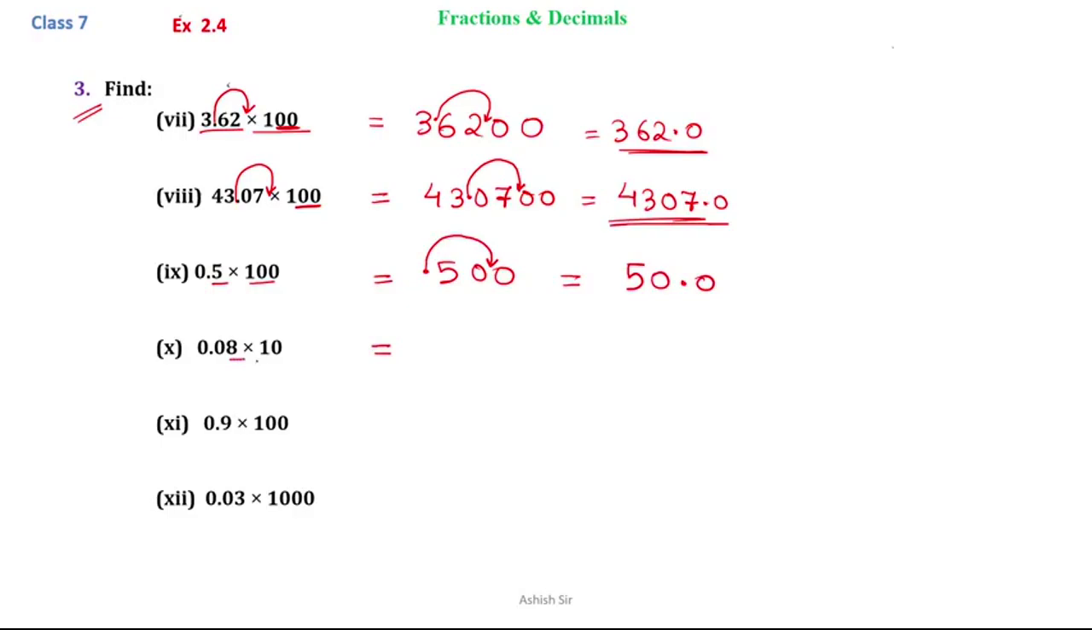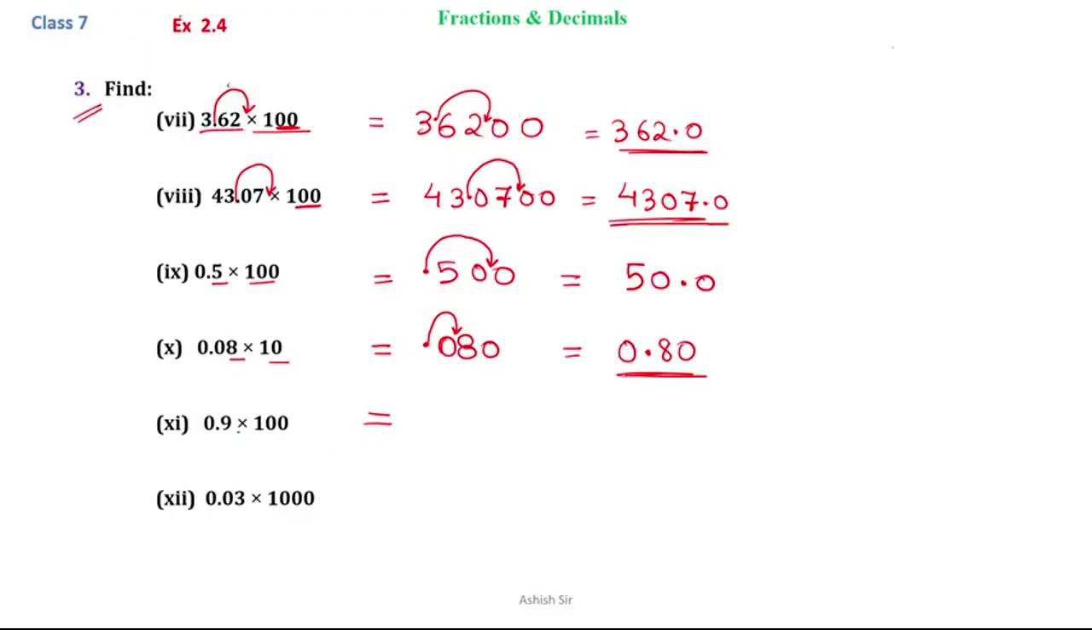Next, 8 into 10, we will write down it is 80. Now, as the point is here, there is a 0, point is here and there is a 10. So point is going to move only one digit to the right. So the point will come here. So the answer will become 0.80.